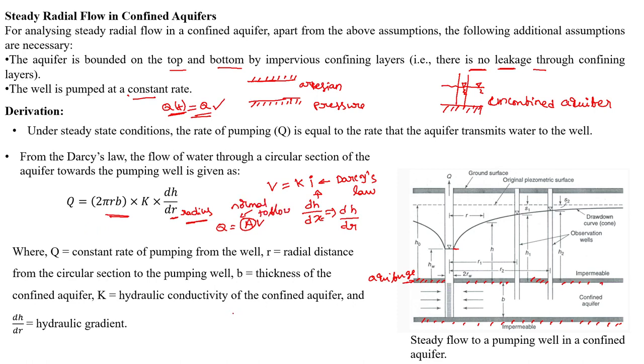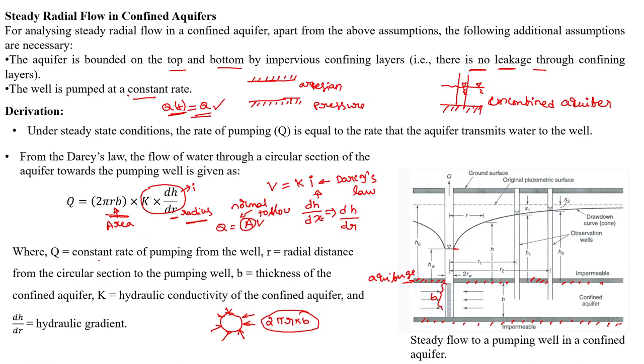As we have seen, this is a well, and the water is entering in this manner. So what is the length of water entering? It is 2 pi r. And what is the depth it is entering? It is b. So 2 pi r into b will be the area, and the velocity is k into I.